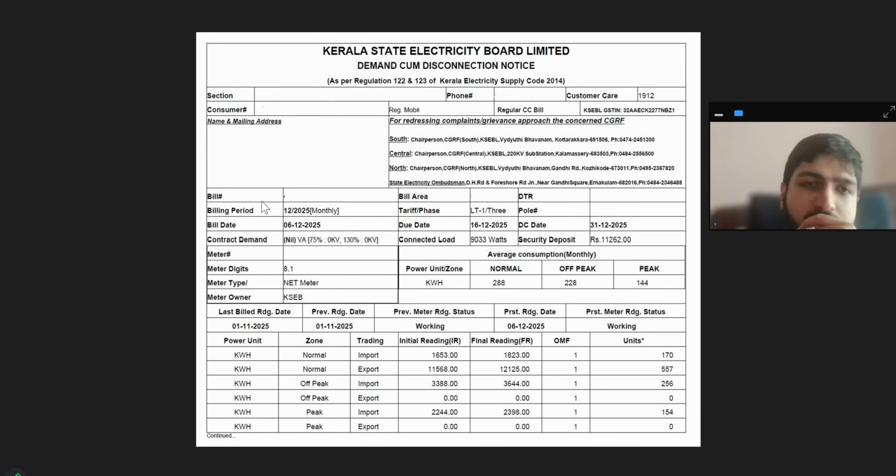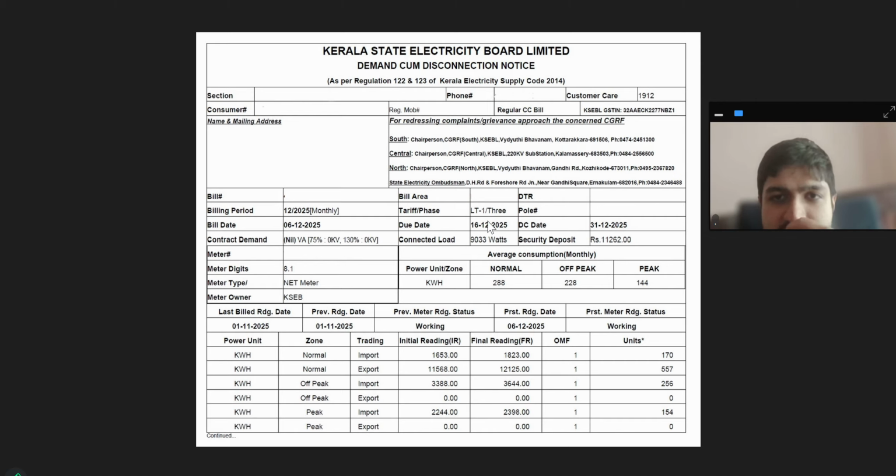The billing period. For KSEB connections, normally pre-solar, that is non-solar consumers, are billed on a bi-monthly basis, in 2 months. And once you install solar, you are a prosumer, so your billing becomes monthly. Every month, usually in the first week of the month, the bill is generated. So this particular billing period is December 2025, and the bill date generated is 6/12/2025, 6th of December, that is within the first week.